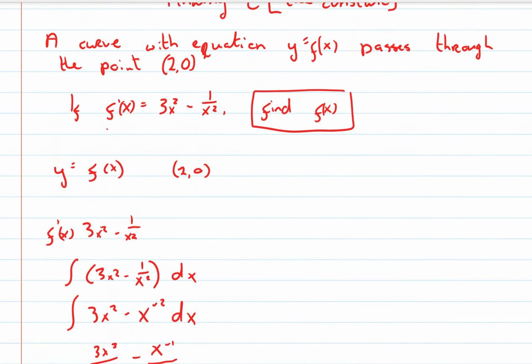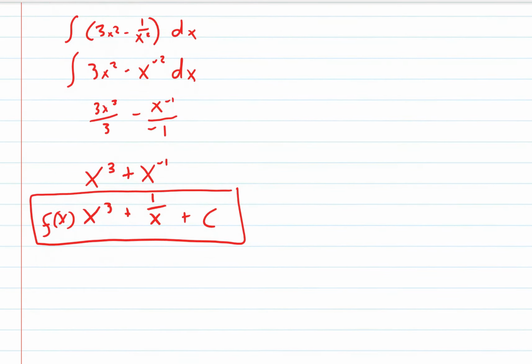However, if they give us a point on the curve, then we would actually be able to find out what that c is. Think about it. Here's the x value. So if I put in 2 for x, it should spit me out 0. So let's do that. Let's put in 2 for x. So f(x) equals, so it'll be 0.